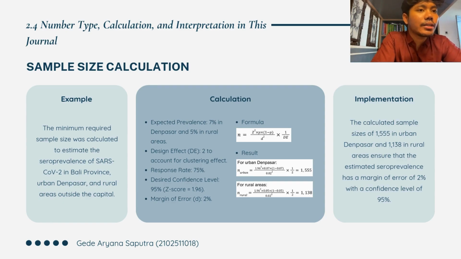The calculation uses the Lemeshow formula, where it calculates expected prevalence using desired effect, response rate, desired confidence level, and margin of error. The implementation of the results is the calculated sample size of 1,555 in urban Denpasar and 1,158 in rural areas. This ensures that the estimated seroprevalence has a margin of error of 2% with a confidence level of 95%.